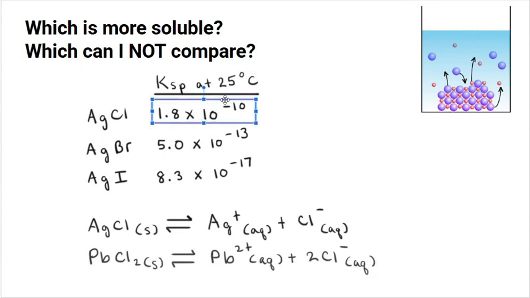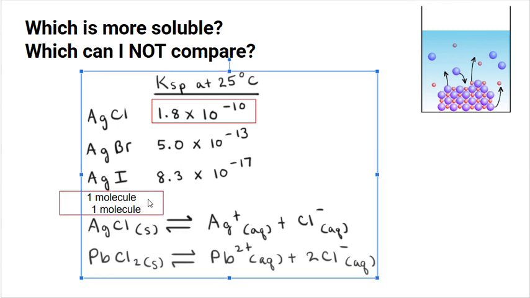Okay. And for the next one, which can we not compare? We have to decide, is it going to be AgCl or PbCl2? How many ions are we breaking down here? On the first one, we start with one molecule for AgCl, and PbCl2 is one molecule as well.